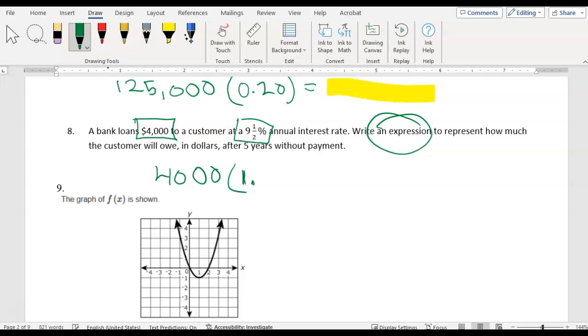So this is 1 point. This is 9.5% interest, so 1.095 to the power of 5, because it's annual, per year. So we can say f of 5 years equals 4,000 times 1.095 to the power of 5.